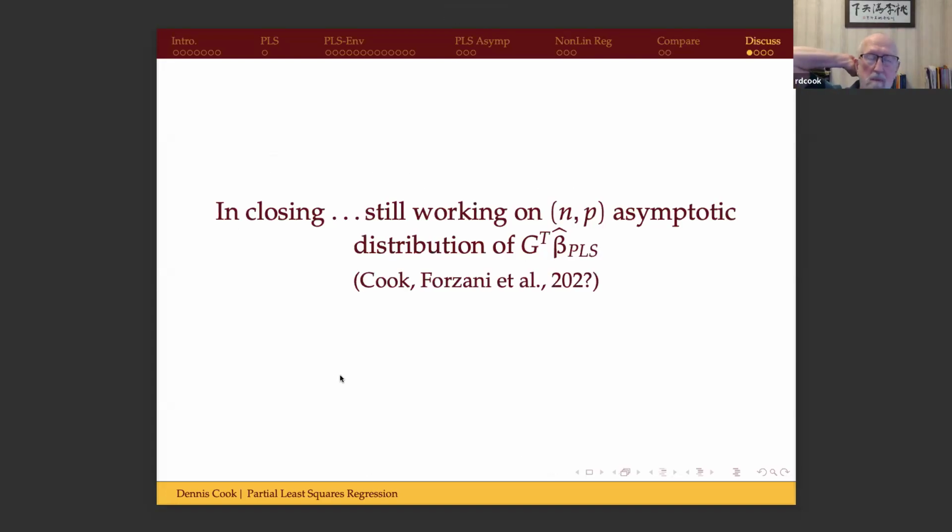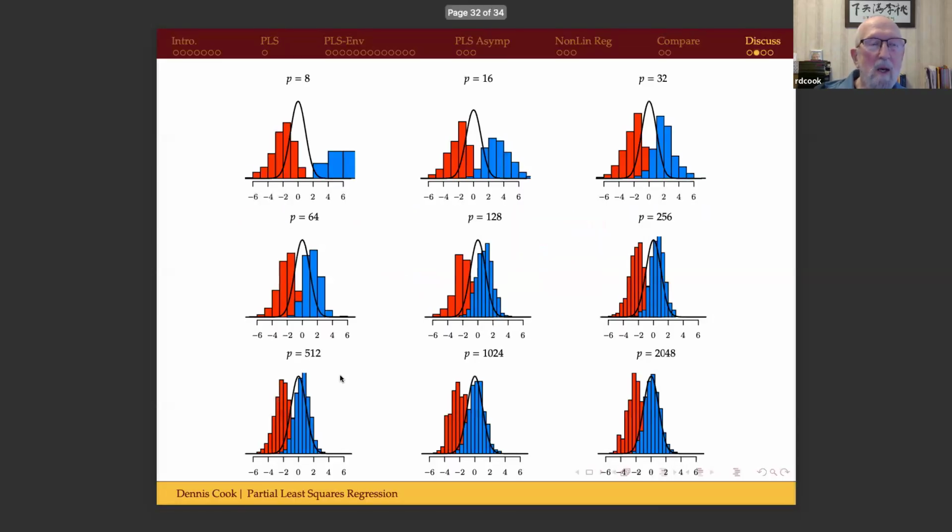Now, in closing, I want to mention one thing we're still working on. We're still working on the asymptotic distribution of G transpose times the partial least squares estimator as n and p go to infinity. If you have a really big data set and you want to do inference about parts of beta, how does that work out? Well, it can work out really well. We don't know all the answers yet, but we have kind of hints of answers.